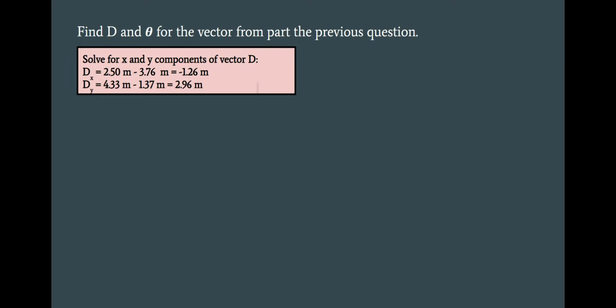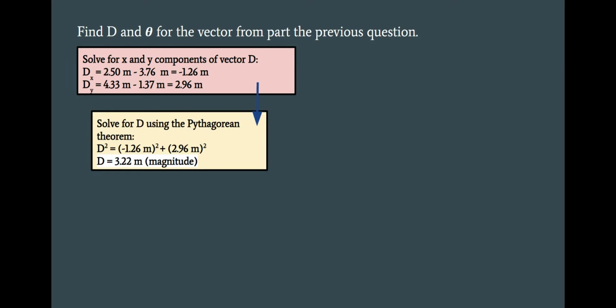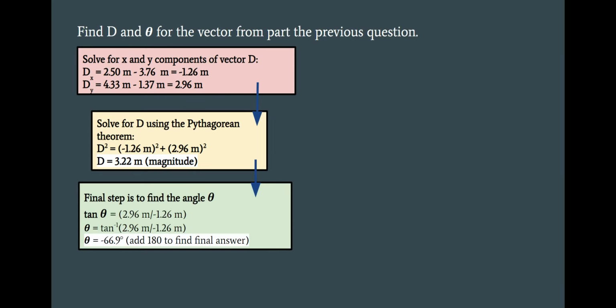Okay, we're going to use that Pythagorean theorem again, which is going to give us a value of 3.22 meters. And from there, we will be able to actually solve for theta. So I'm going to use the tangent again. I just like to be consistent. And when you use the tangent here, you are actually going to get a negative angle. So we don't want a negative angle.